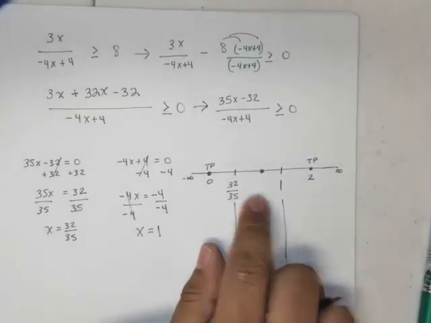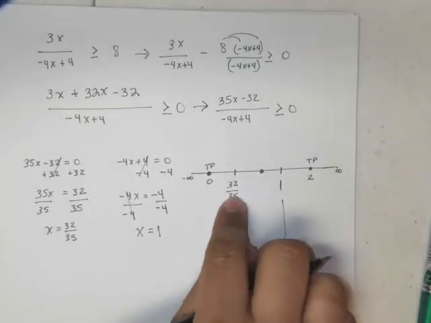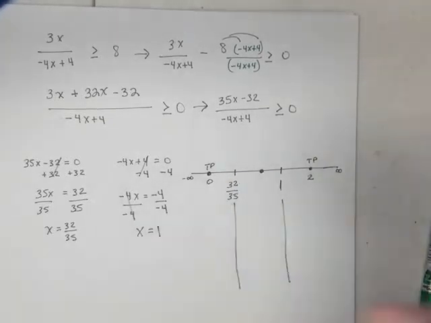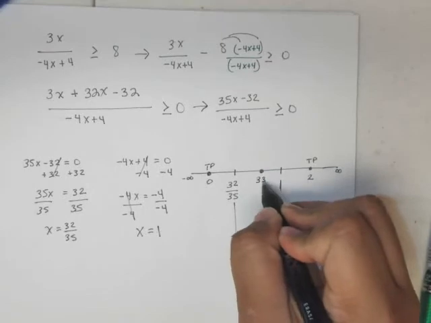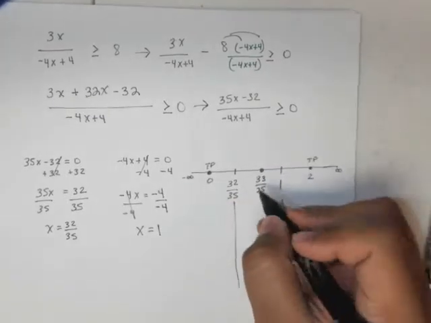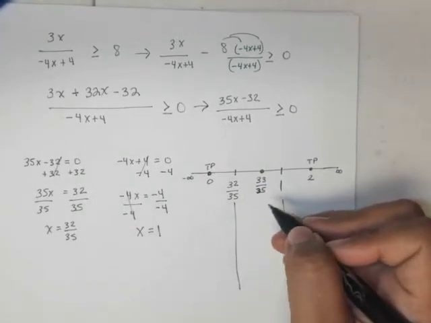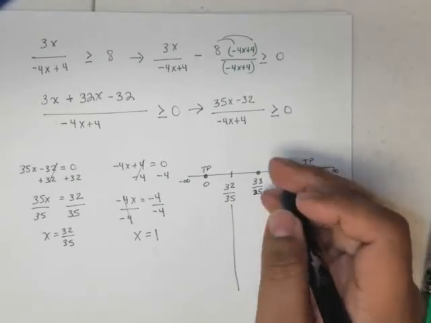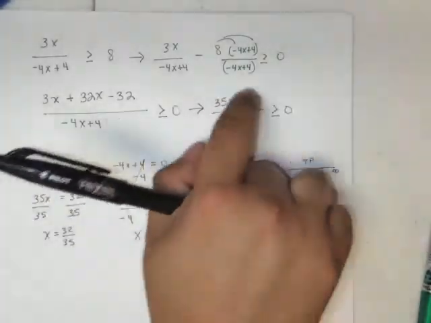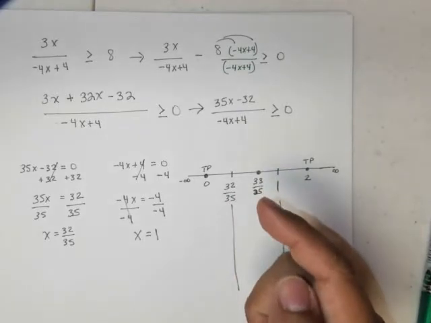Now we need something in between these two. Well, heaven knows what the decimal equivalent of this is, right? But an easy thing to go with is 33 out of 35, because that's right after 32. So 33 out of 35 is a good choice. Now all we need to do is plug it into this variation of the rational. Okay, so let's go ahead and do that.